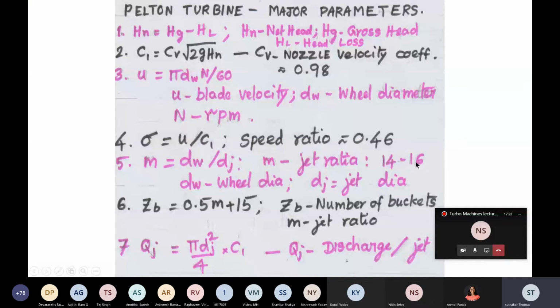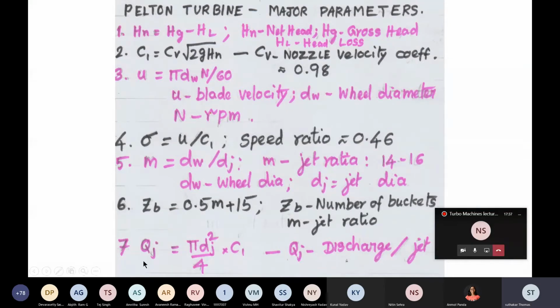So if I put 7, you should get 15 plus 7, 22. If I put 8, it is 23. So you will find some 21, 22, 23 buckets. In any Pelton wheel, the number of buckets is that only.